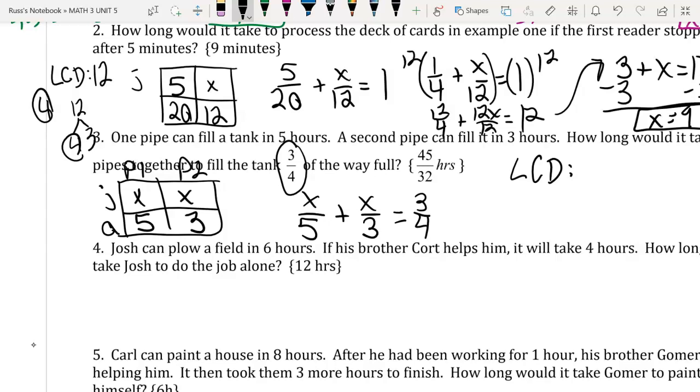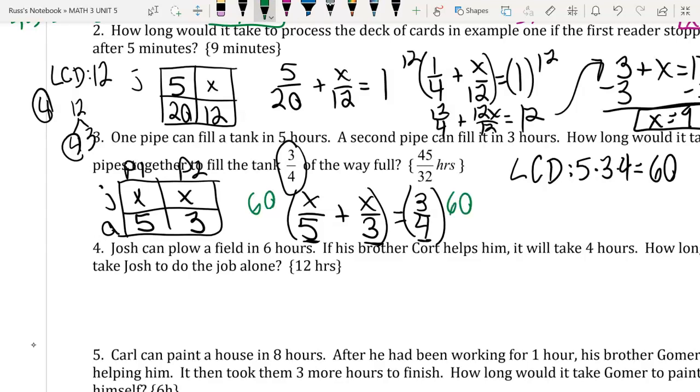Here's why: 5 has no factors in common with 3 or 4. 3 has no common factors with 5 and 4, so on and so forth. So we really would just do 5 times 3 times 4, which I think we've already used, is 60. So I'm going to multiply everything by 60.